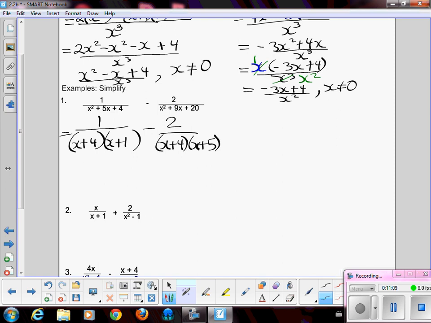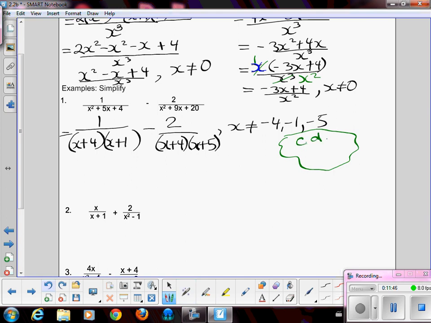Then again, we would state our restrictions, so we can see that x cannot equal -4, -1, and -5. Now my issue is I have to come up with a common denominator for this. It's a little bit different than the other questions where all I had was a term, like a monomial. This time I have binomials. So I have to do a little bit more thinking, or maybe I just see right away what it should be.